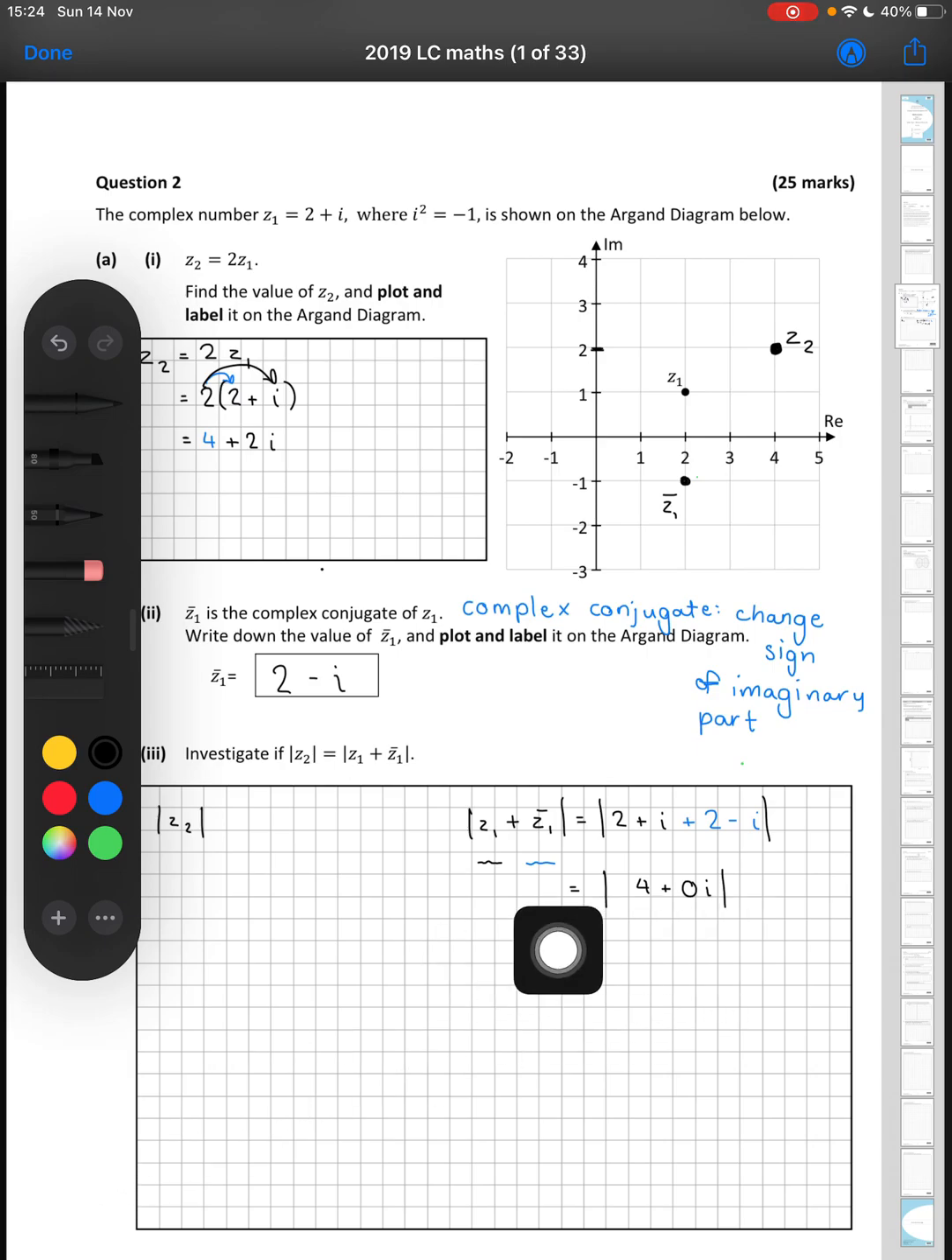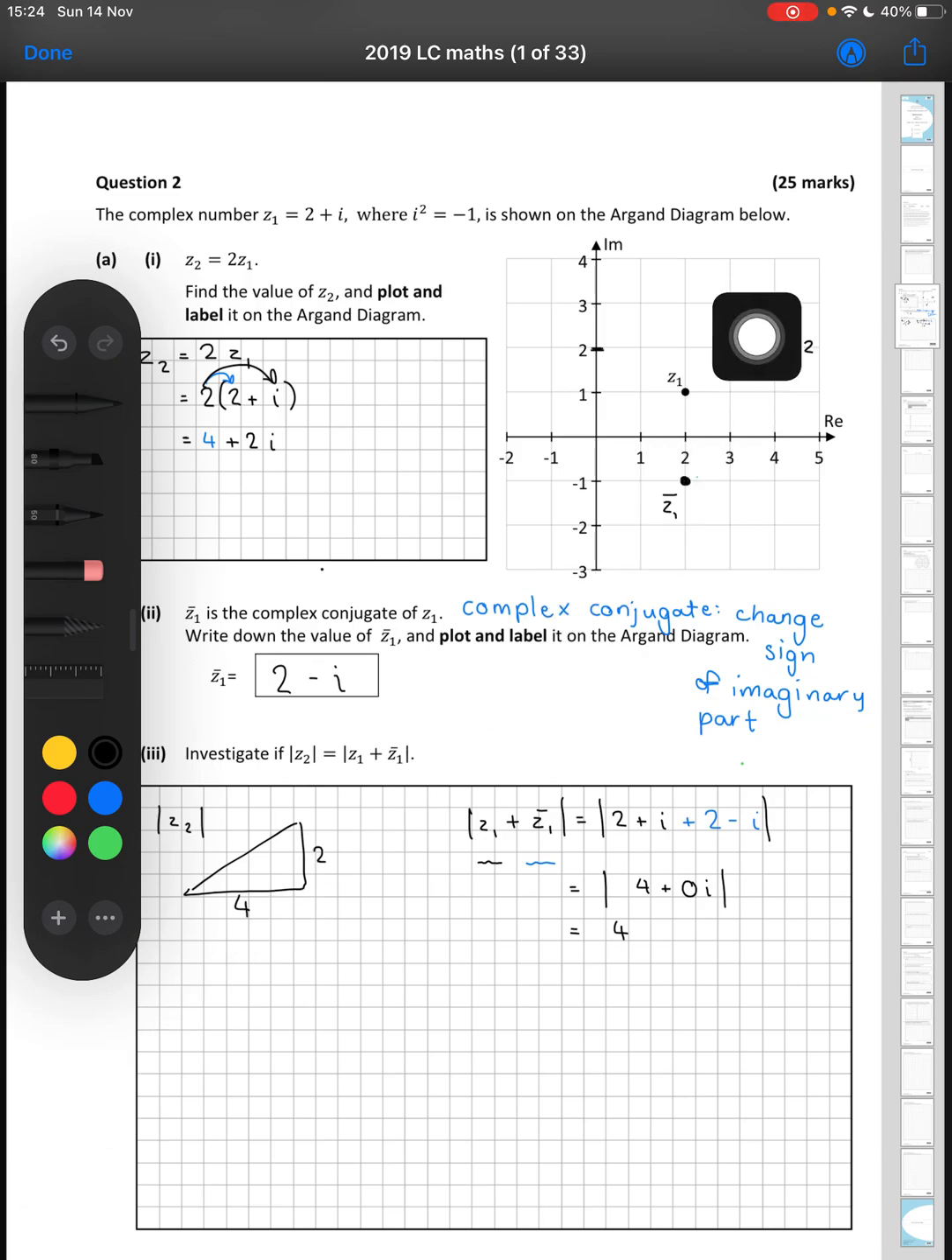Okay, so we're finding the modulus of this, which we know is just 4 units. Okay, 4 exact units. So that is equal to 4. Okay, over here then, the one for the modulus of Z2, well, we have a triangle like this. This is just a sketch, and it was 4 units across and 2 units up.